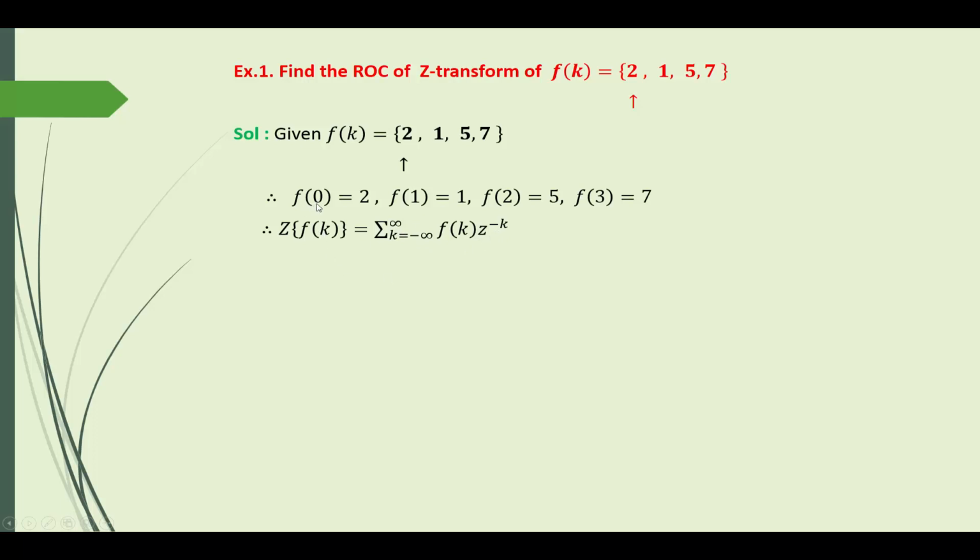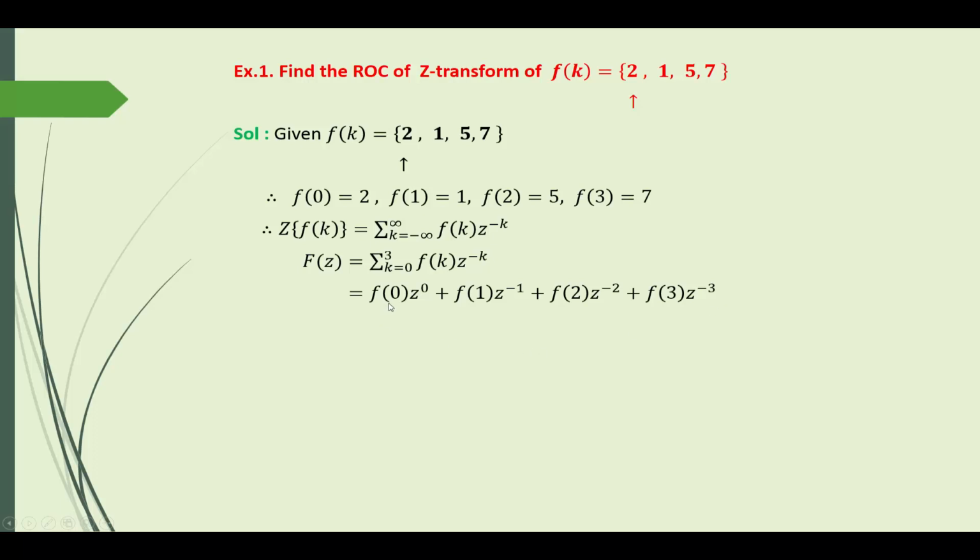But here the value of k is from 0 to 3, that is k is 0, 1, 2, 3. So sigma k varies from 0 to 3 of f of k z raised to minus k, and the Z transform of f of k is denoted by capital F of z. So is equal to, expand this series. First put k is 0, so f of 0 z raised to 0, plus put k is 1, f of 1 z raised to minus 1, put k is 2, so f of 2 z raised to minus 2, plus f of 3 z raised to minus 3.